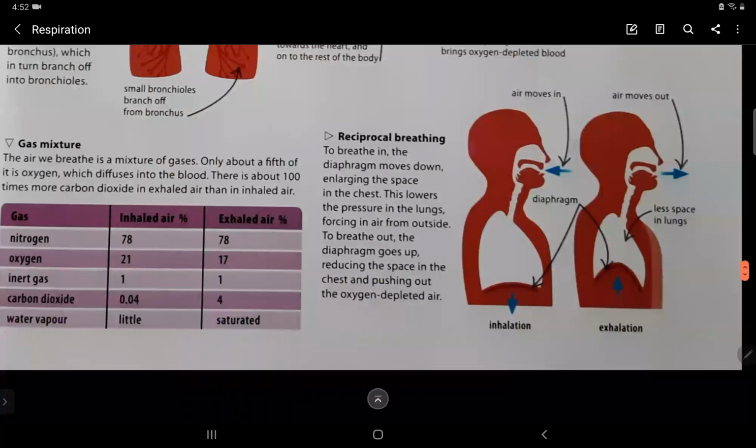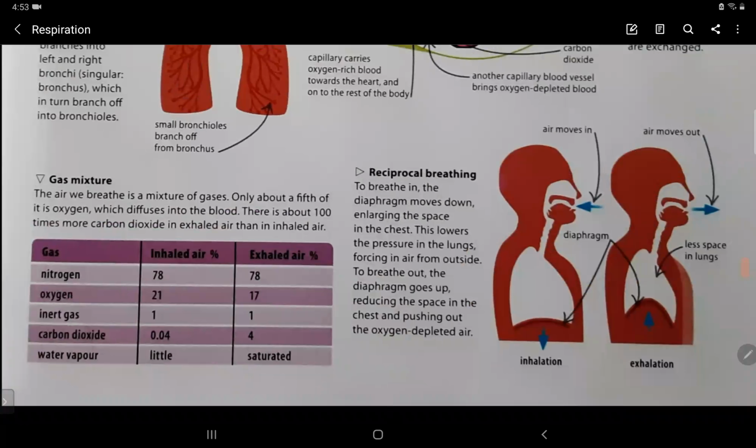Now let's read about gas mixture. The air we breathe is a mixture of gases. Only about a fifth of it is oxygen, which diffuses into the blood. There's about 100 times more carbon dioxide in exhaled air than in inhaled air.